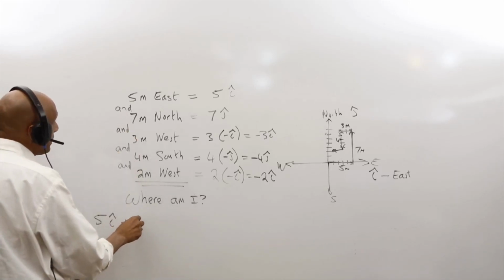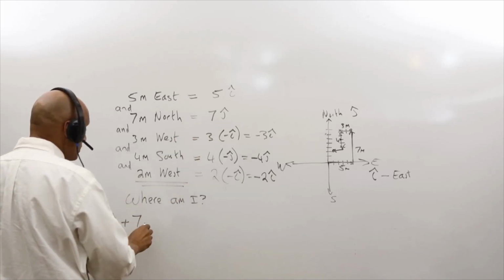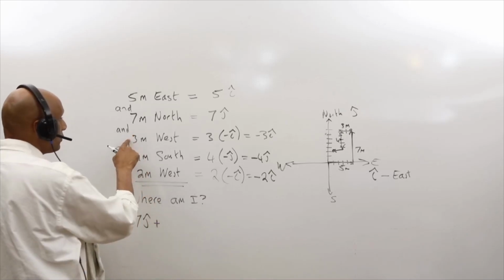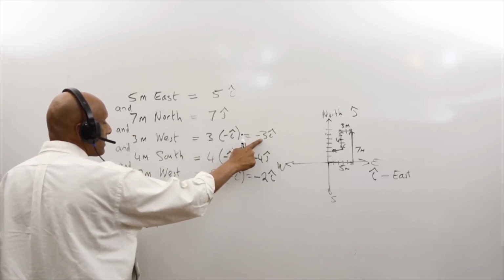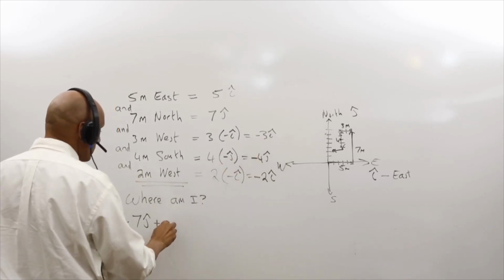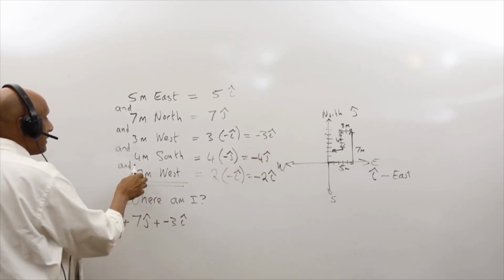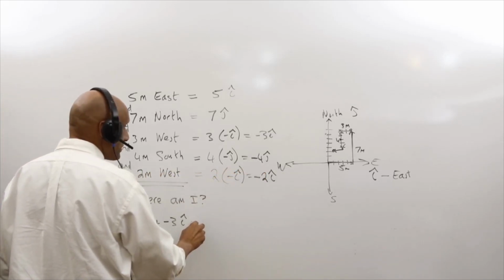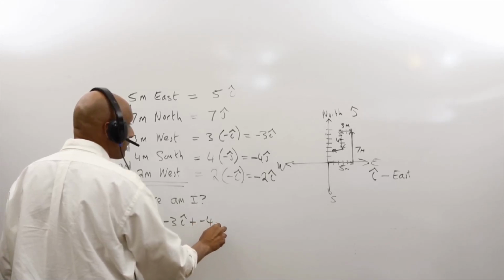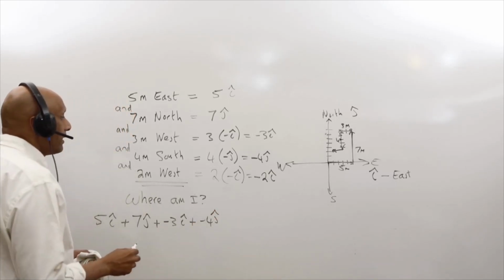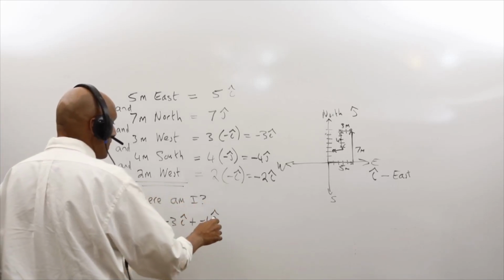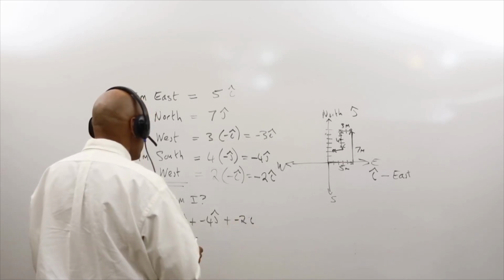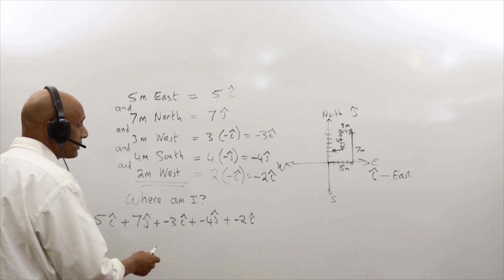How about 5i plus 7? I went 7 meters north. That's 7j. And then I moved 3 meters in the negative, 3 meters in the east direction, so it's minus 3i. And then I went 4 meters south, which is really negative 4 meters north, so that's represented by plus negative 4j. And then finally, I went 2 meters west, which is adding plus negative 2 meters to the west, to the east, I'm sorry.